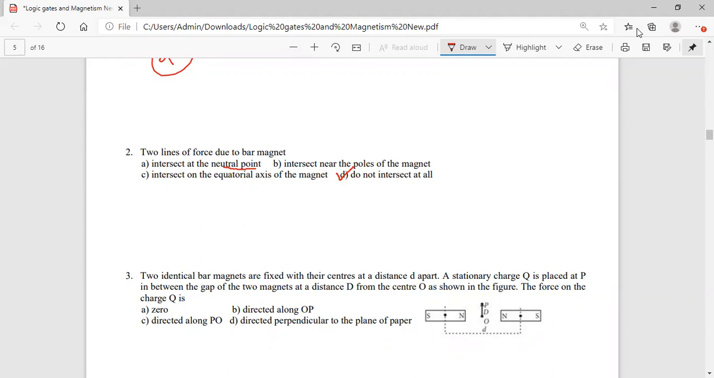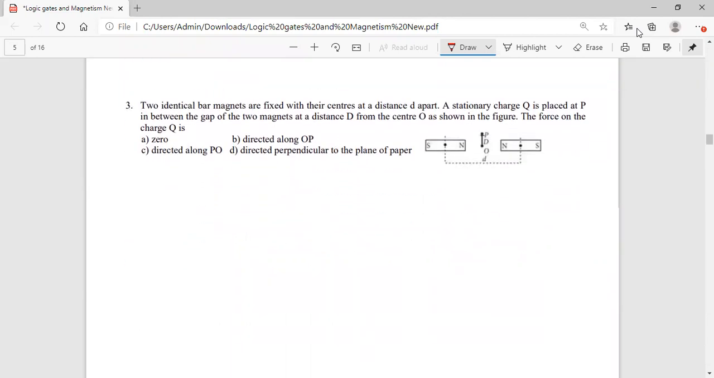Outside the magnet, they start from the north pole and terminate at the south pole, and inside the magnet they move from the south pole to the north pole. These magnetic field lines never intersect at any point. Therefore, option D is the correct answer. That is the property of magnetic field lines. Next one.